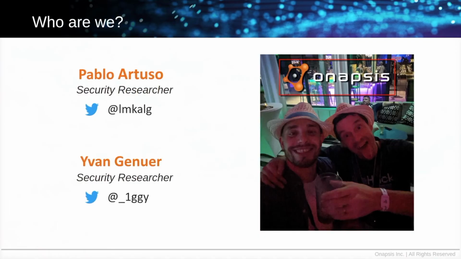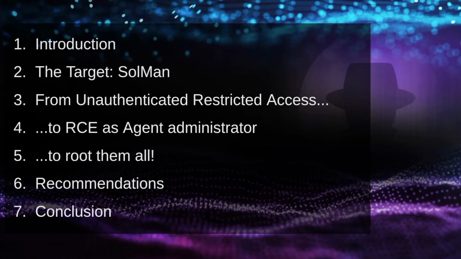But first of all, I would really like to introduce ourselves. My name is Pablo Artuso, I'm from Argentina. I'm today with my teammate Yvan Genuer, who is from France, and we both work as security researchers at Unauthenticated Security Research Labs. For those who are not aware, Unauthenticated is a company focused on providing security for mission-critical applications. We have been in this field for the last 10 years, raising awareness, doing research, particularly for SAP and Oracle products.